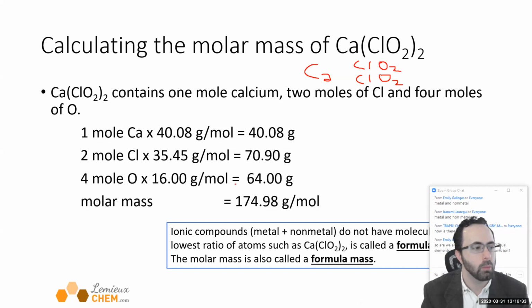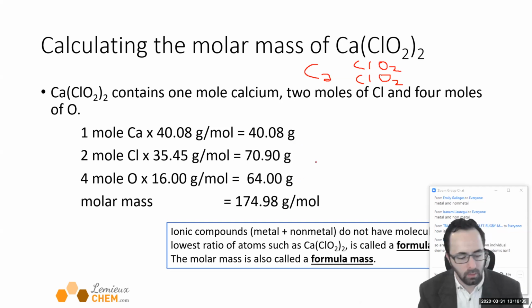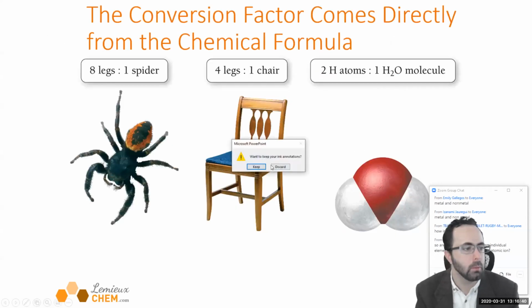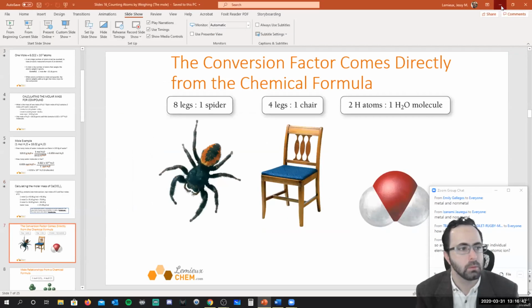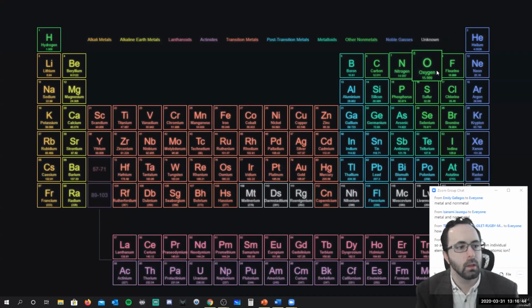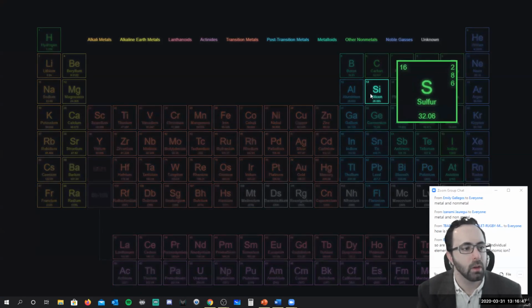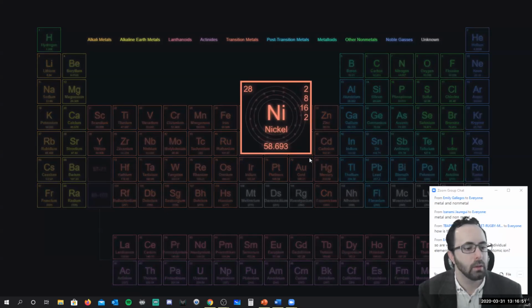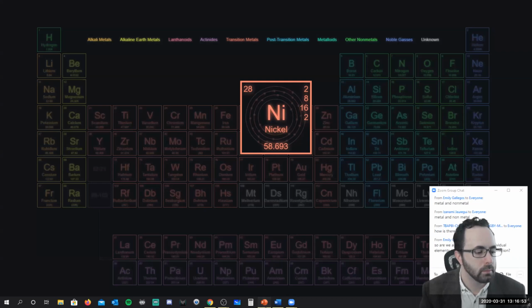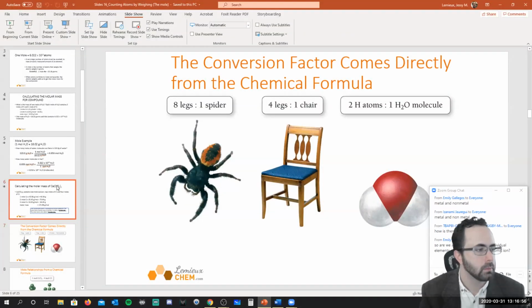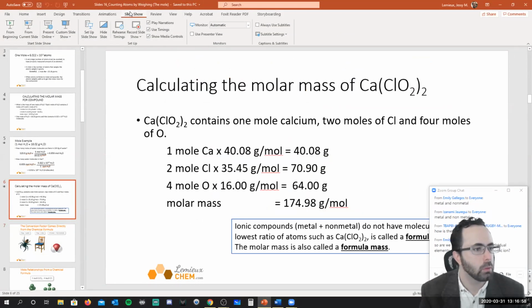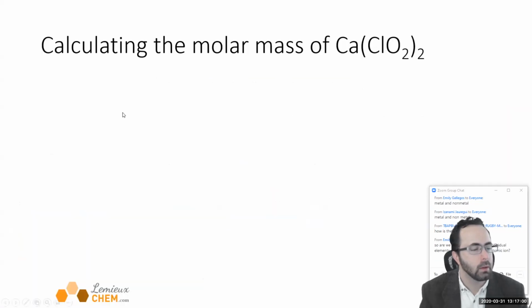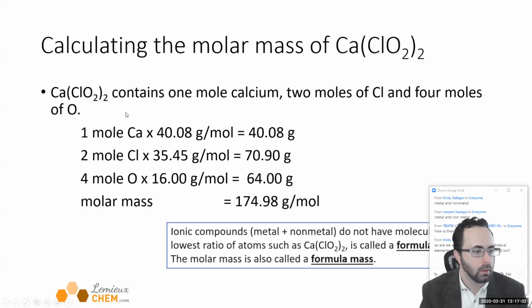And the reason why we have to break it down atom by atom is because the masses are all given atom by atom on the periodic table. So the masses are per atom. We have to figure out what all the atoms in there are, and every single one of these atoms has the mass underneath. So that's how we figure out the molar mass of calcium chloride. And we're going to use this in a bit.